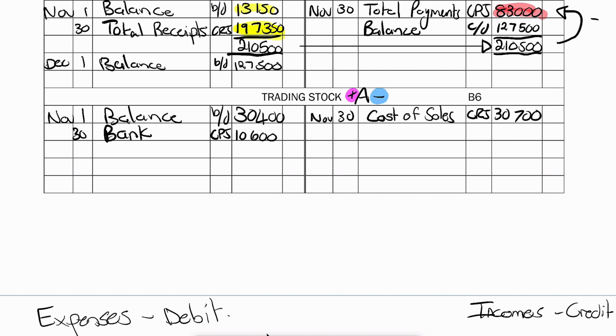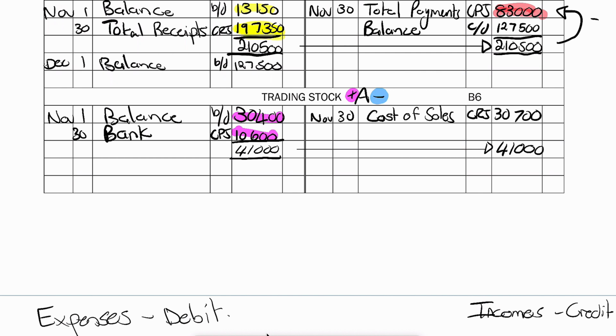Now, same principle as bank, we see which side is bigger. So assuming we don't sell any trading stock, this would be our bigger side. We add those together, our balance of 30,400 and the stock we purchased, and that gives us 41,000 Rands worth of stock. We pull that figure across. So during the month of November, we ended up having 41,000 Rand worth of stock.